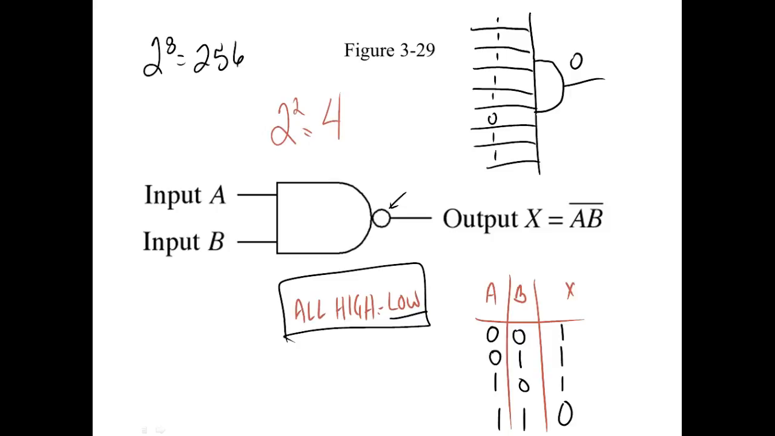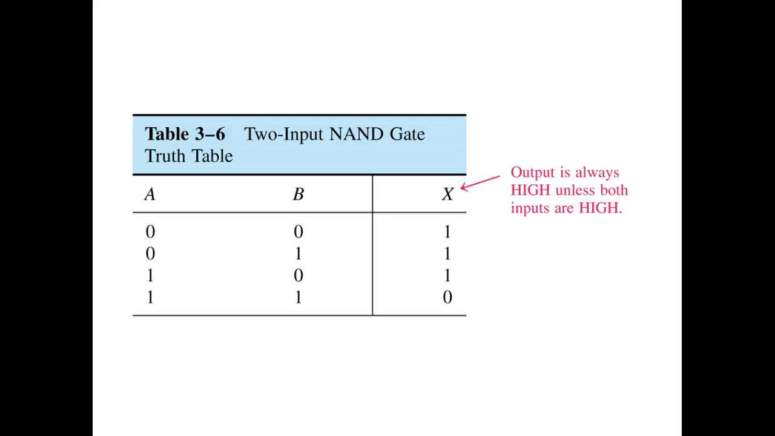Y'all understand that? Ooh, I just said something that's interesting. I used the term any. So it takes all highs to get a low. So if any input is low, the output will be high. I use the term any. What do we use any for? Or? Very interesting.